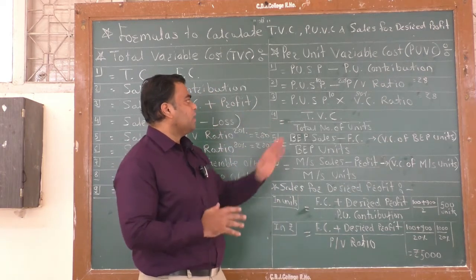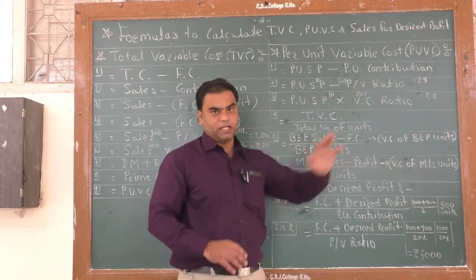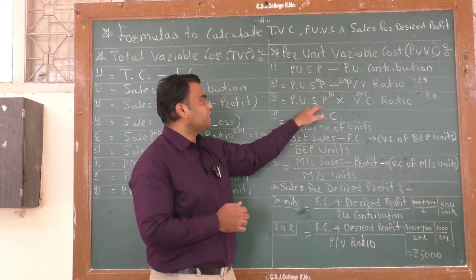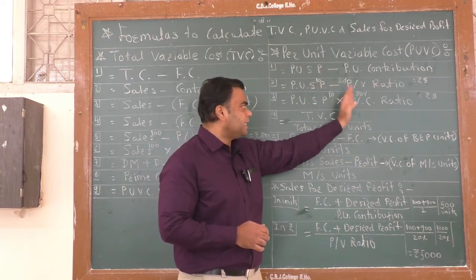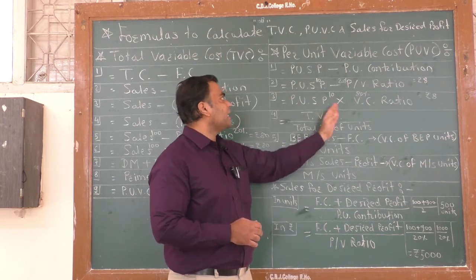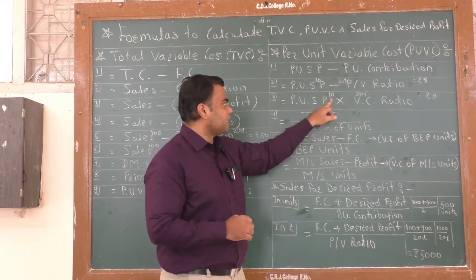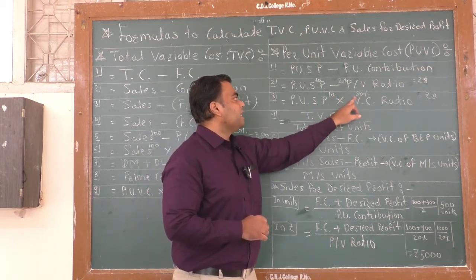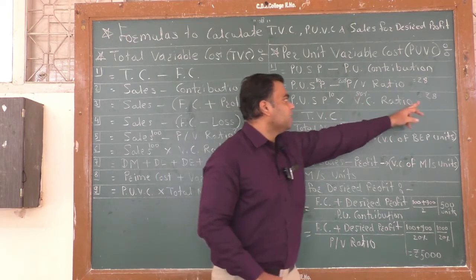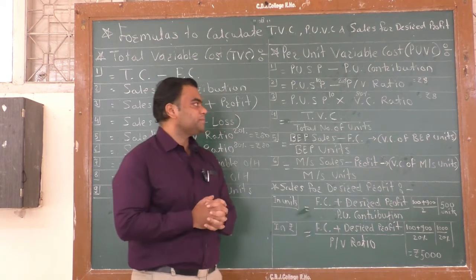Now the third formula: per unit selling price into variable cost ratio. Suppose our per unit selling price is rupees 10 and our variable cost ratio is 80%, then we can easily calculate the per unit variable cost. So per unit selling price 10 into 80% of 10. 80% of 10 is rupees 8, so rupees 8 will be the amount of per unit variable cost.